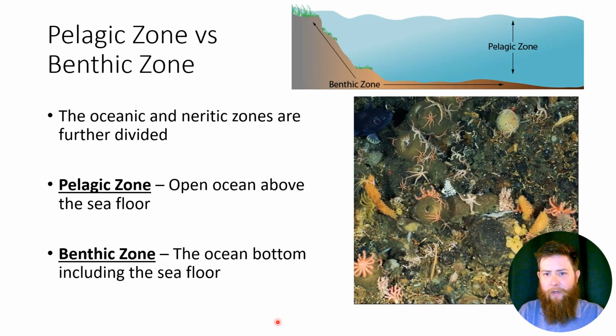Some other terms that we'll use are pelagic versus benthic. The oceanic and neritic zones are further divided into these zones, where pelagic is the open ocean above the seafloor, and benthic is this area right on the seafloor where organisms can live. And so this is a picture here of what a benthic ecosystem might look like. You've got some anemones and some sea stars and various species living there and making their homes there.